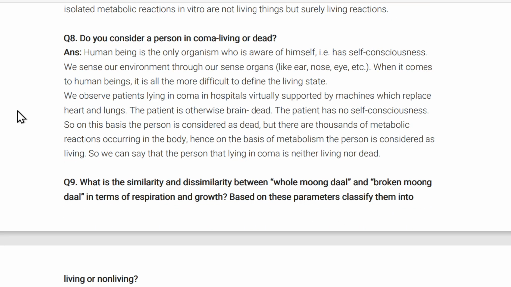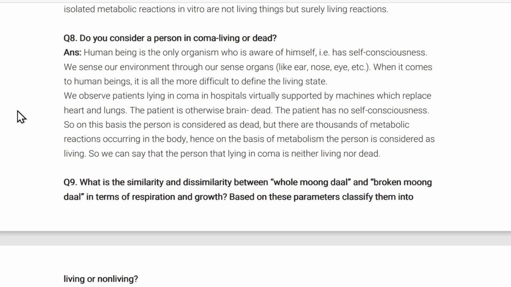Question number 8. Do you consider a person in coma living or dead? Human being is the only organism who is aware of himself, that is, has self-consciousness. We sense our environment through our sense organs like ear, nose, eye, etc. When it comes to human beings, it is all the more difficult to define the living state.